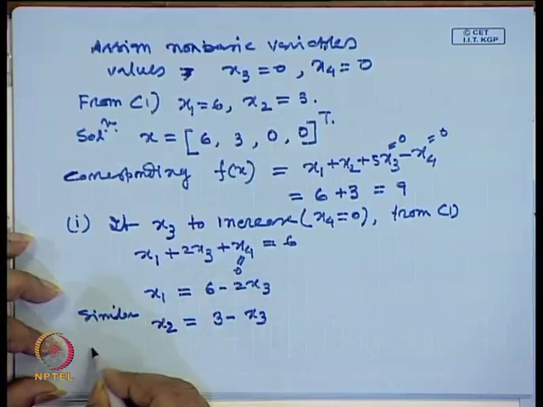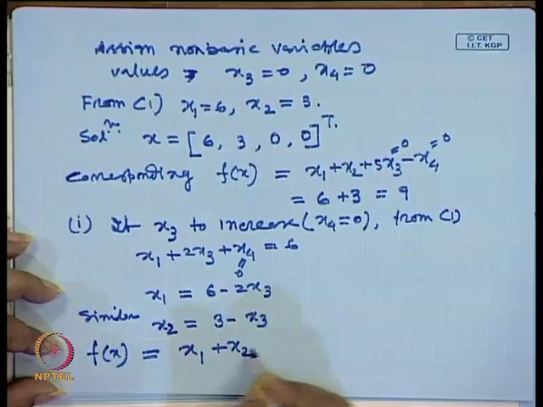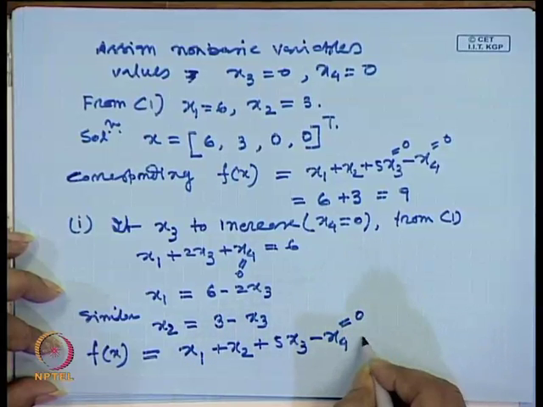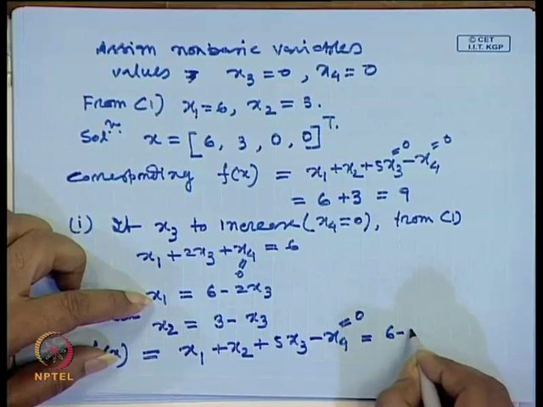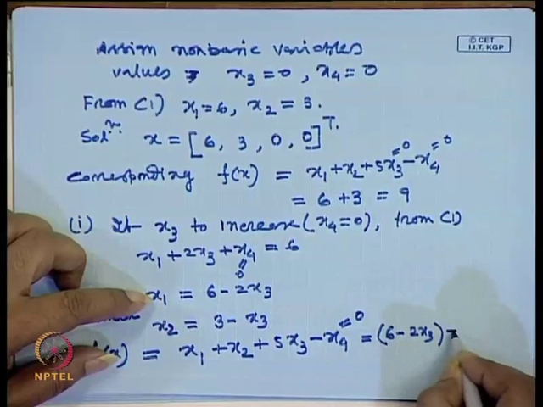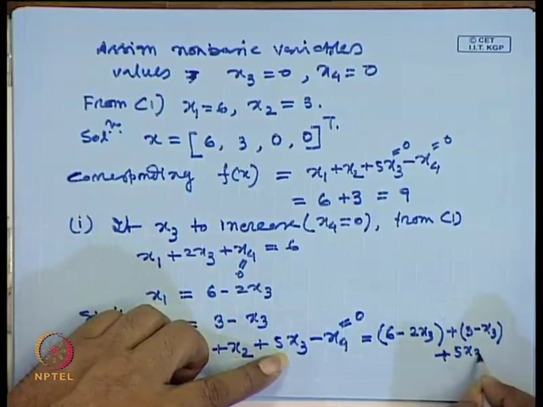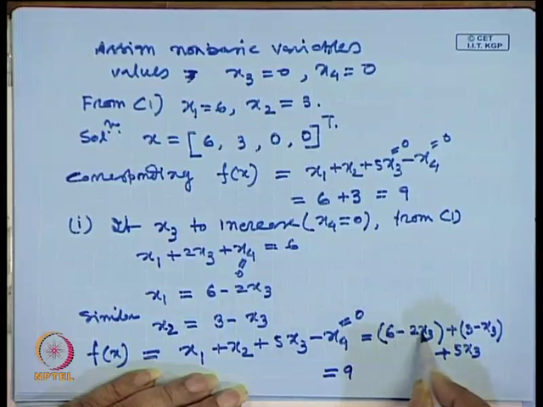So, let us see the objective function. Now, what is the objective or cost function? x1 plus x2 plus 5x3 minus x4, but we have not changed its value, x4 is 0. So, what is coming? x1 value we write in terms of x3: 6 minus 2x3. x2 is 3 minus x3, plus, as it is, 5x3. If you see, I manipulate this one: 6 plus 3 is 9, then minus 2x3 minus x3, minus 3x3, plus 5x3. So, it is plus 2x3.